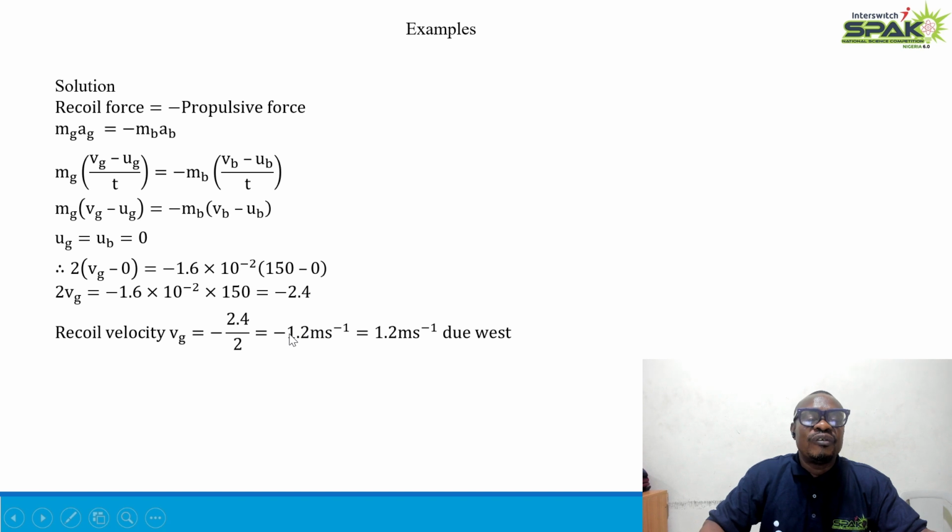But what is the direction of the gun? It is due west. Okay, that is the opposite direction to that of the propulsive force of the bullet.